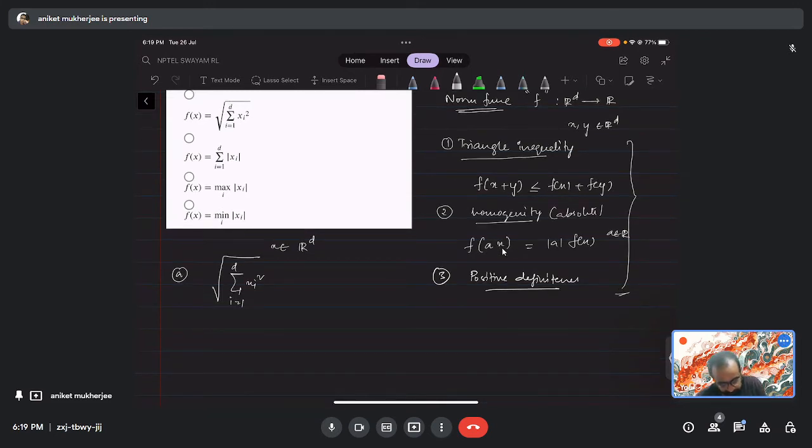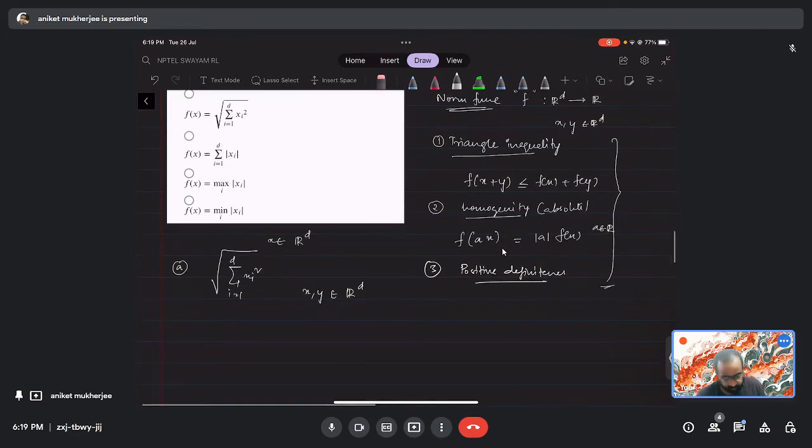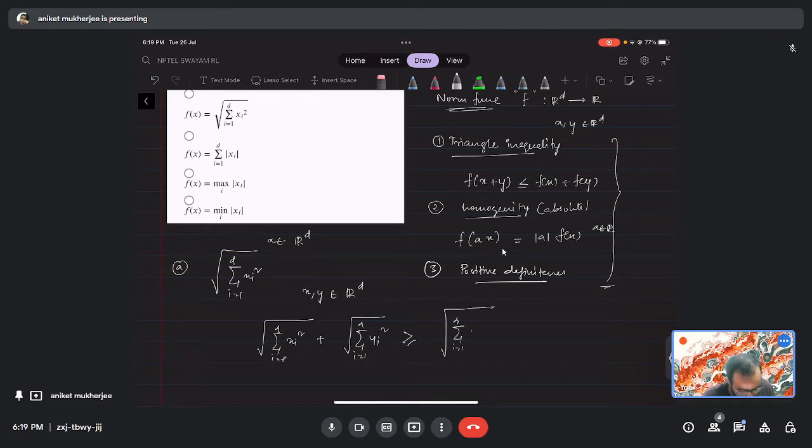If x and y both belong to Rd, then I know that the square root of summation i equal to 1 to d xi square plus the square root of summation i equal to 1 to d yi square is greater than or equal to the square root of summation i equal to 1 to d of (xi plus yi) whole square.